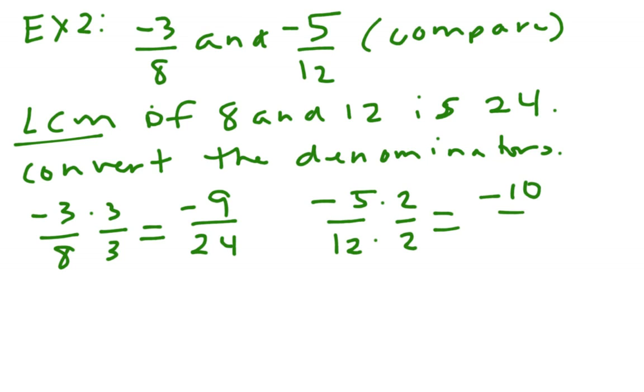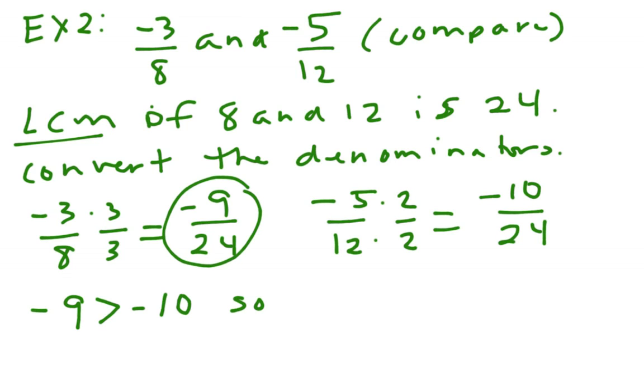Negative 10 over 24. And our conclusion is negative 9 is greater than negative 10. Negative 9 is not as many negatives, so negative 10 is further down the number line to the left. So negative 9 is a bigger number. So then we can conclude that negative 9/24 is bigger, greater than negative 10/24.